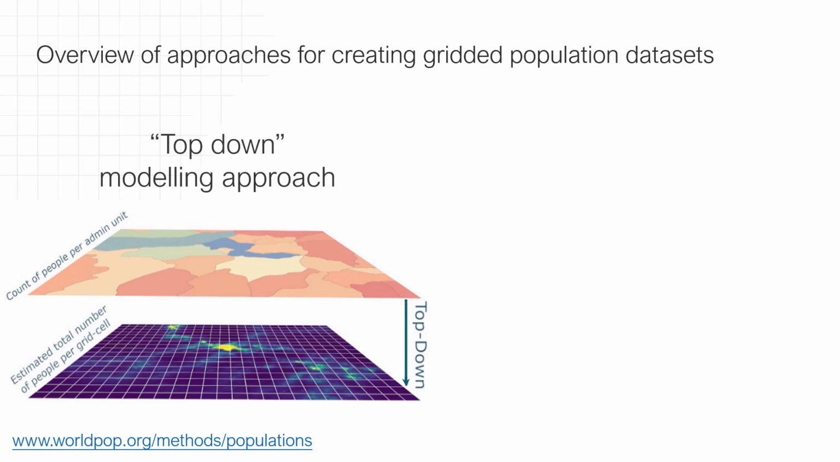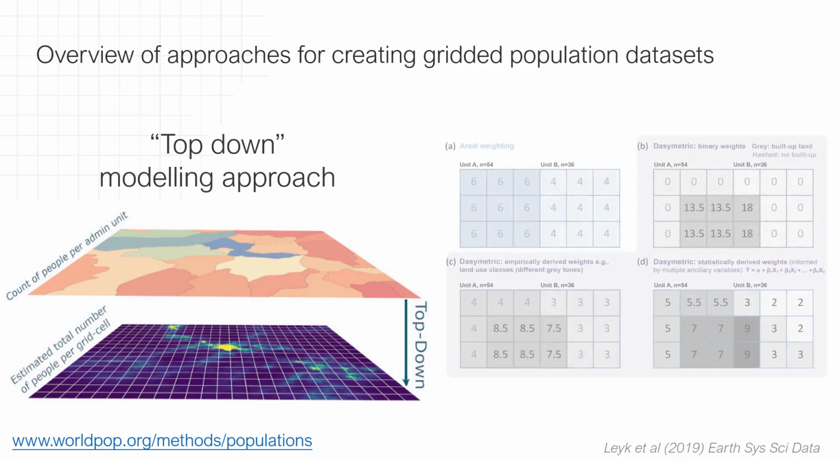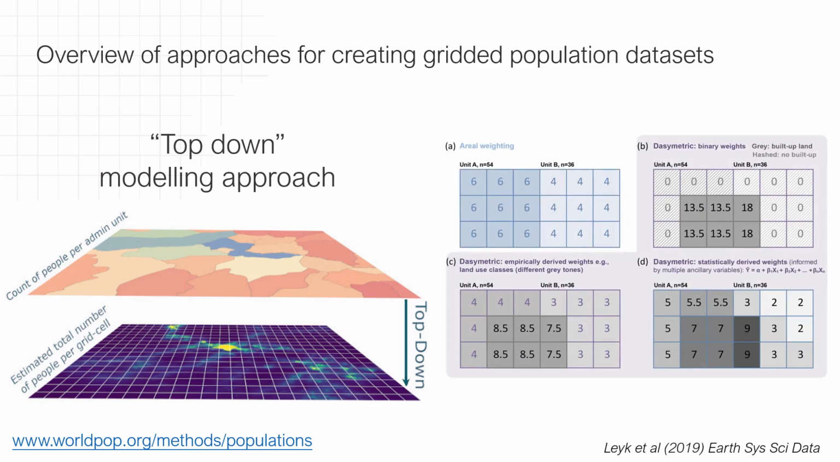So for the global approach, this top-down approach has been around for the last, I guess, 30 years now. In the 1990s, these simple areal weighting approaches started up, where we may have an administrative unit with 54 people in, and a unit with 36 people in, and we simply equally spread people across those grid squares.